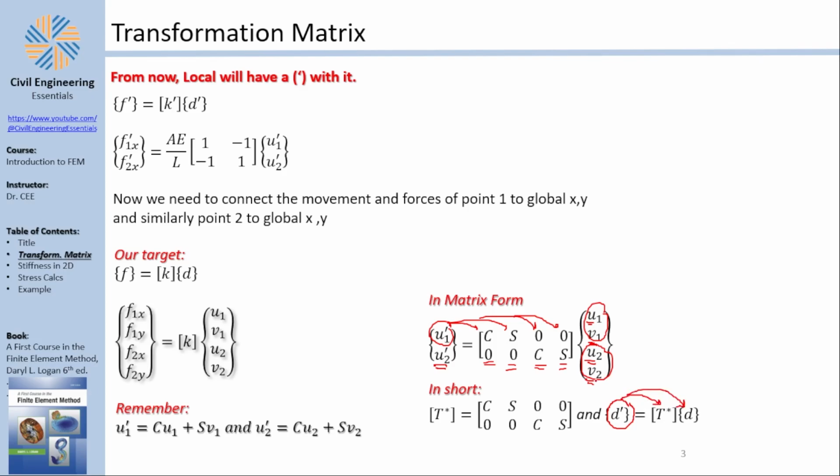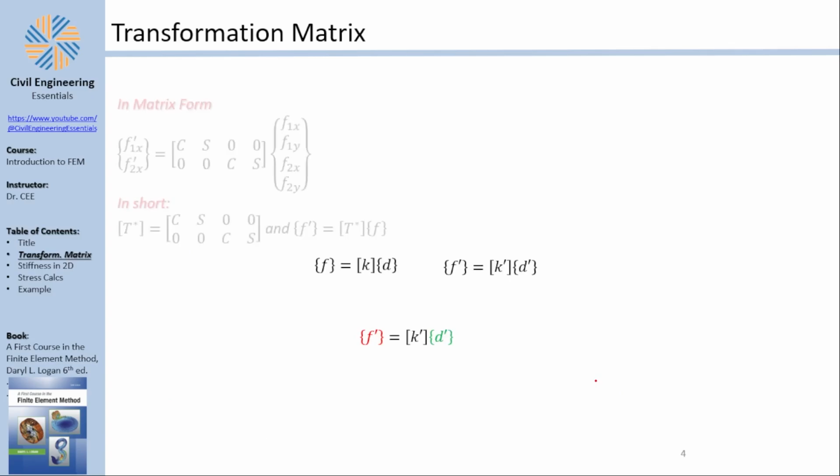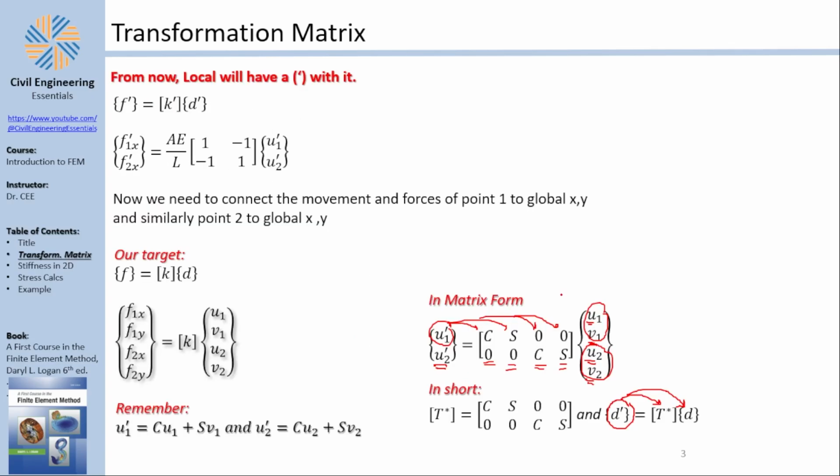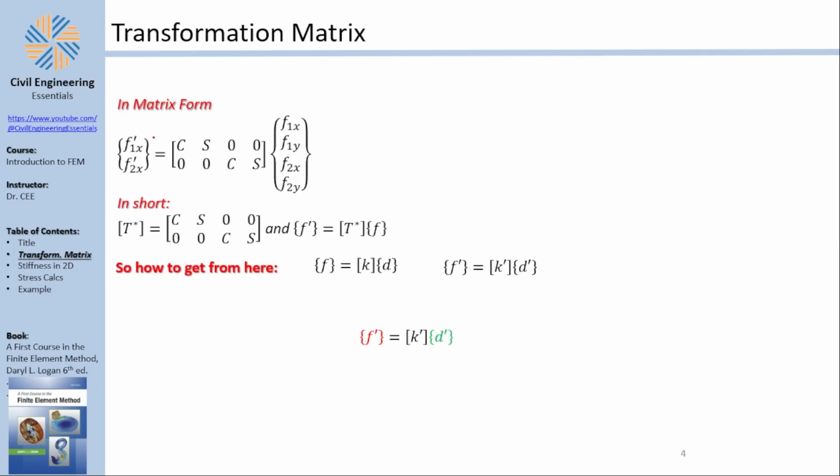But that's, however, not enough. Why is it not enough? We have now our transformation for the U. This is like D dash equals transformation star D. In a very similar fashion, you can arrive at local forces equals transformation multiplied by global forces.